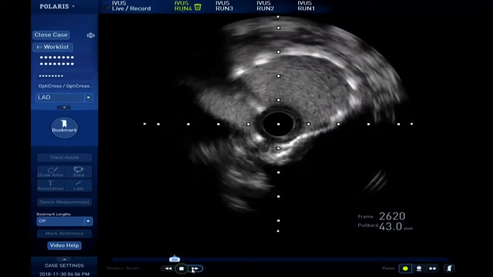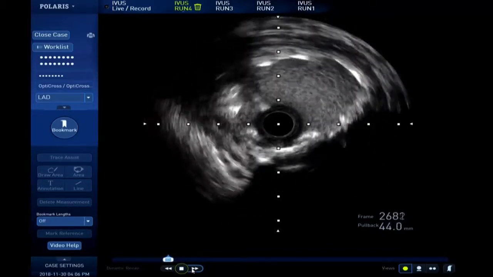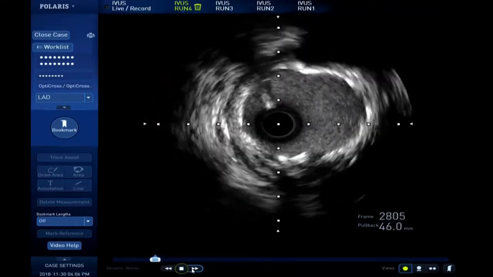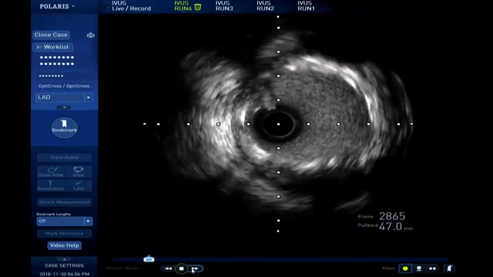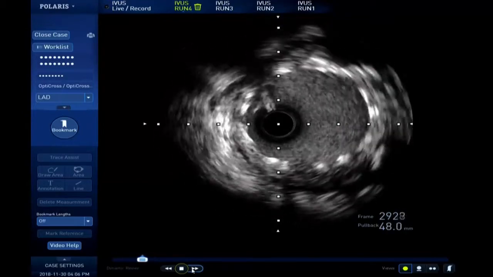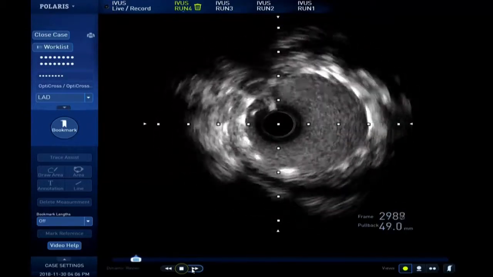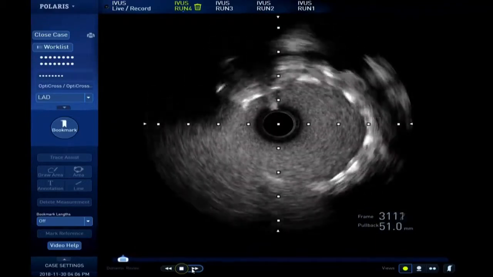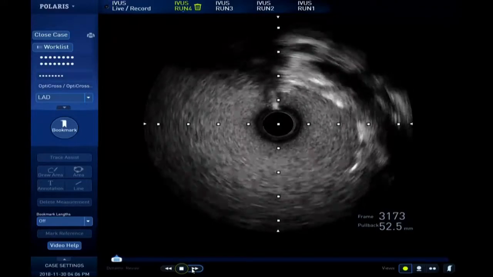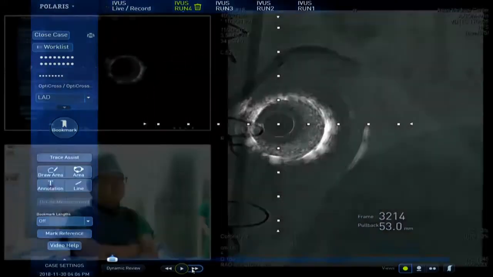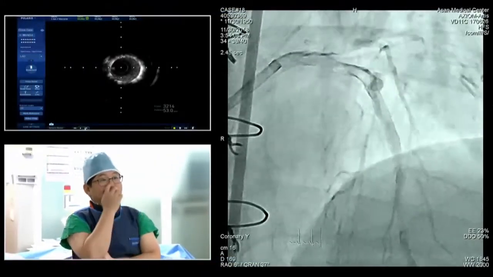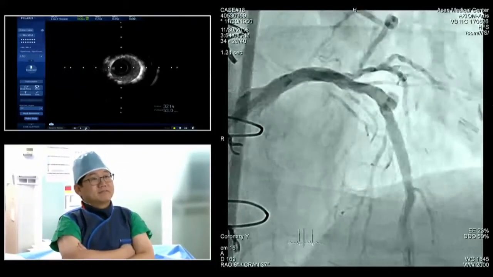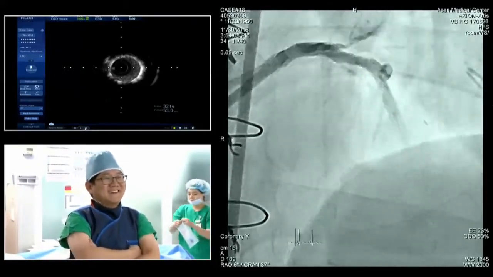Okay, almost there. Here the circumflex is coming from the 11 o'clock. Here is the left main. I applied a high pressure balloon up to 24, 26. Here is the ostium. Excellent, excellent. Yes, well matched, and the proximal part too. So, great case. It makes this complex region really simple.